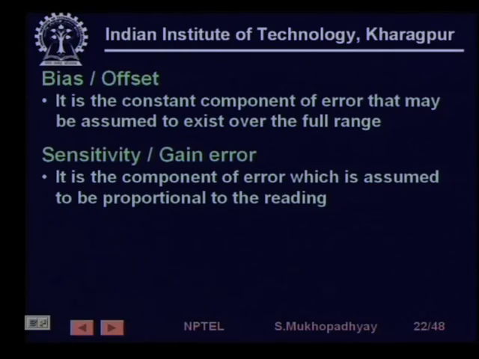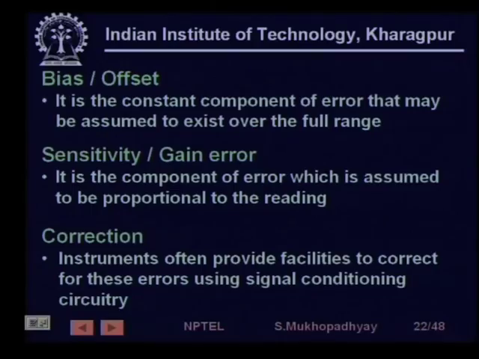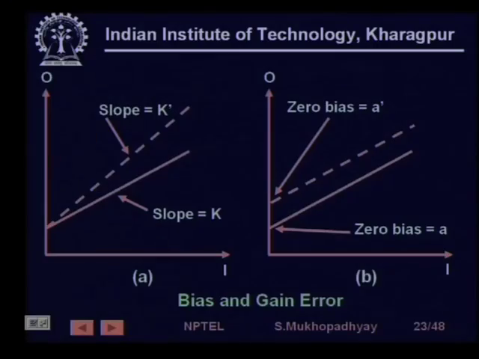Similarly, there can be a gain error. We have a nominal sensitivity which is indicated by the scale, and your actual instrument sensitivity may deviate from that, and then you have a sensitivity or gain error. The error in reading due to this gain error is proportional to the reading. So, if you are measuring 10 degree centigrade, then the error due to gain error is going to be half of what you get when you measure 20 degree centigrade. So, we assume that the errors are of two kinds, and in typical sensors and instruments, very often they can be corrected by electronic signal conditioning means. That is what is depicted: a zero error is a bias, and a slope error is your gain error.